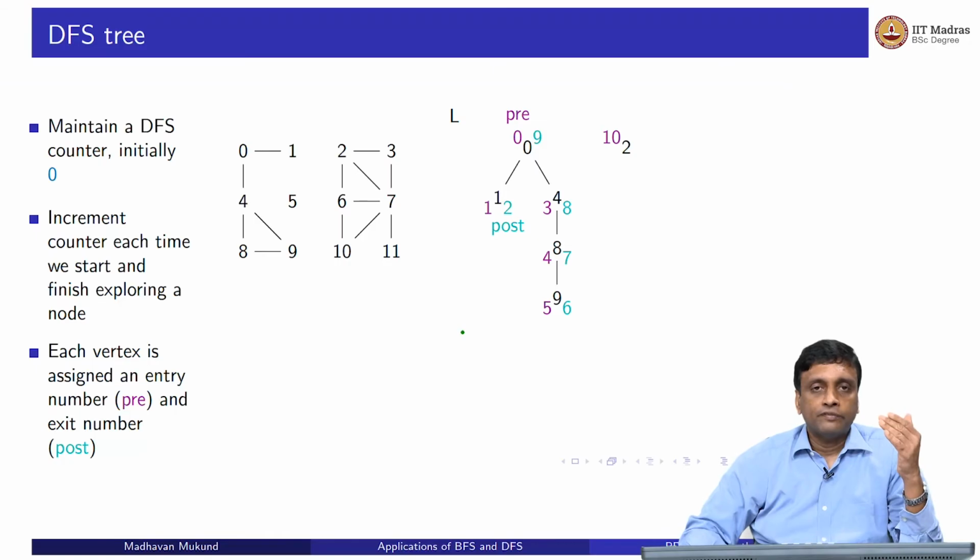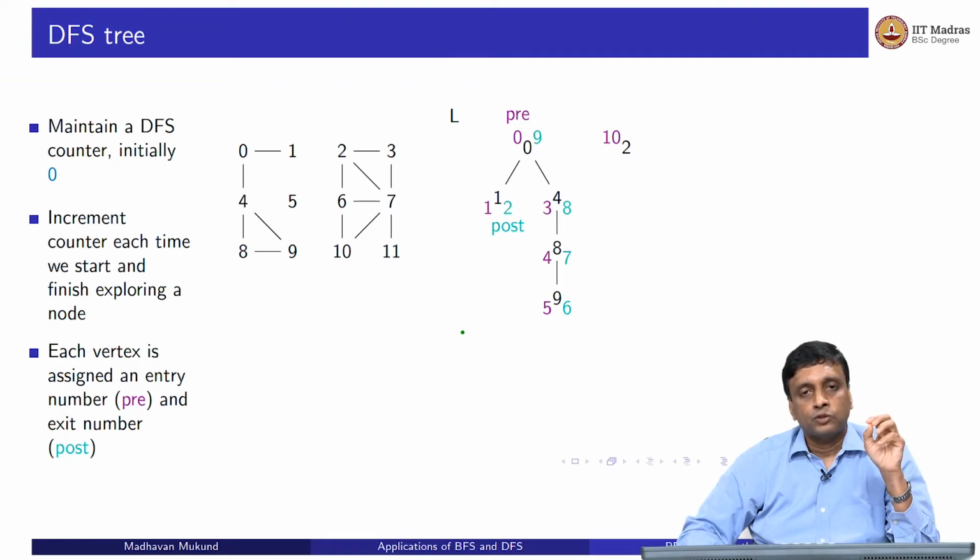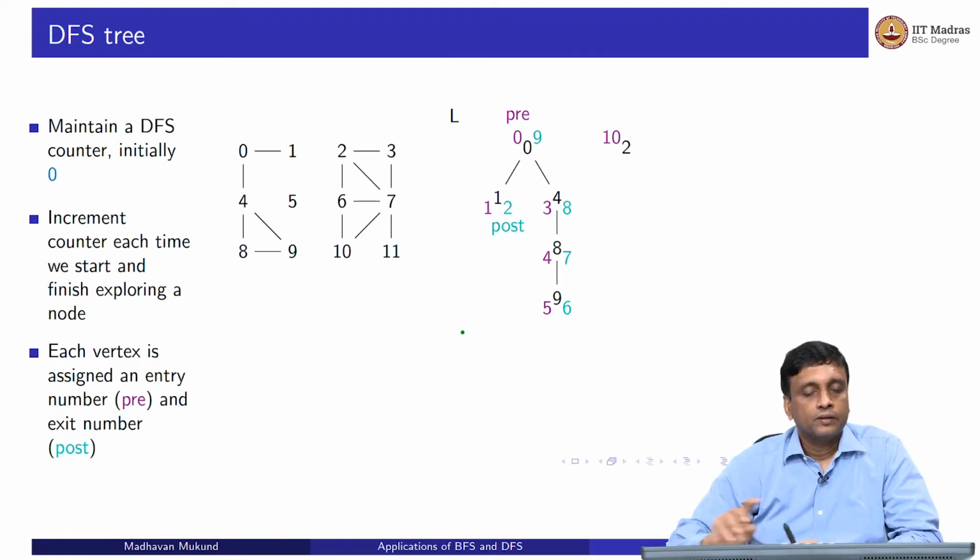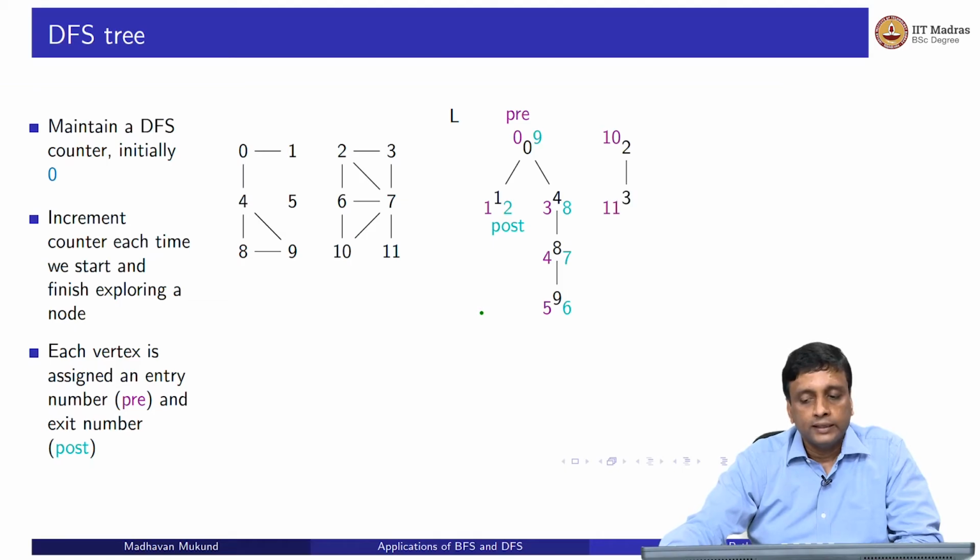So I want to record the fact that I reached 2 only after finishing everything that I saw from 0. When I finished 0, I was at step 9, so I start 2 at step 10, right. From 2 I go to 3, which is its smallest neighbor, at step 11. From 3 I go to 7, which is its smallest neighbor. From 7 I go to 6, which is its smallest neighbor.